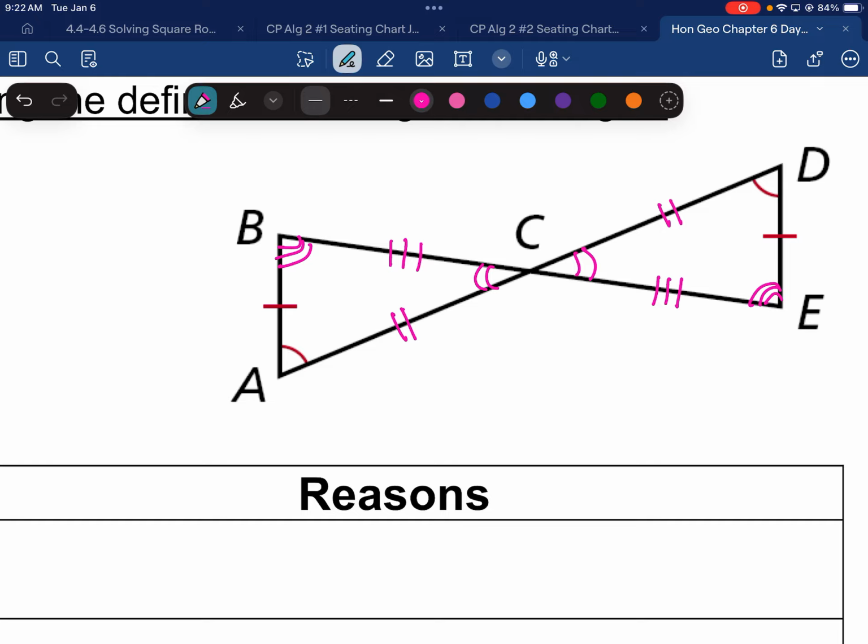Exactly. Do you know that here? Nowhere. So I like that you guys are thinking about it. We'll use it eventually, but not here. Okay? They are alternate interior angles, but I don't know that they're congruent because I don't know parallel lines. Make sense? Congruent, not parallel. Okay? So we're done. Write the proof.